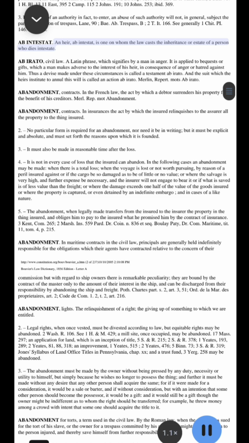Ab intestat. An heir ab intestat is one on whom the law casts the inheritance or estate of a person who dies intestate.